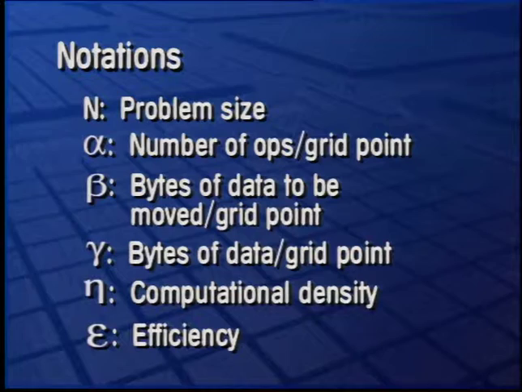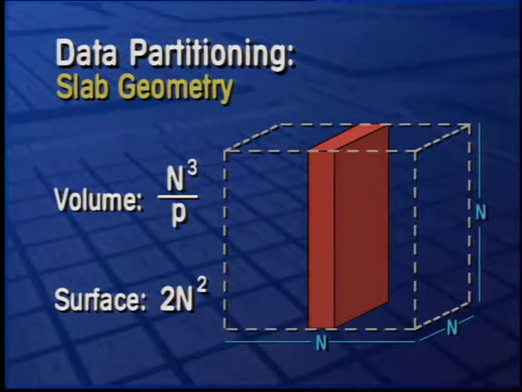In order to parallelize this kind of three-dimensional wave equation solver, we can partition the data and distribute it across the processors in several ways. One is what I call the slab geometry, where each processor gets a slice of the 3D domain. In this case, the volume which each processor receives is n cubed over p, while the total area of the surface is 2 times n squared, which is the sum of the surfaces facing the neighboring processing elements.